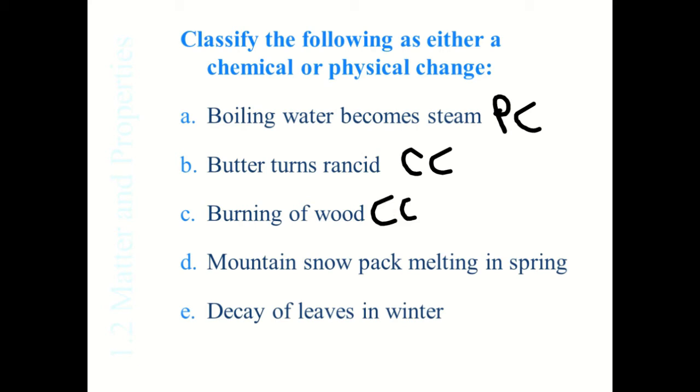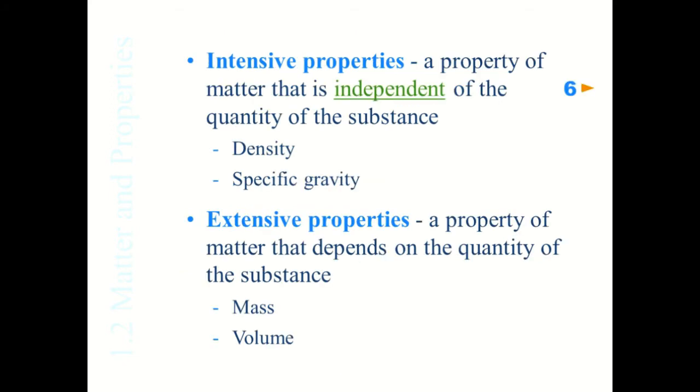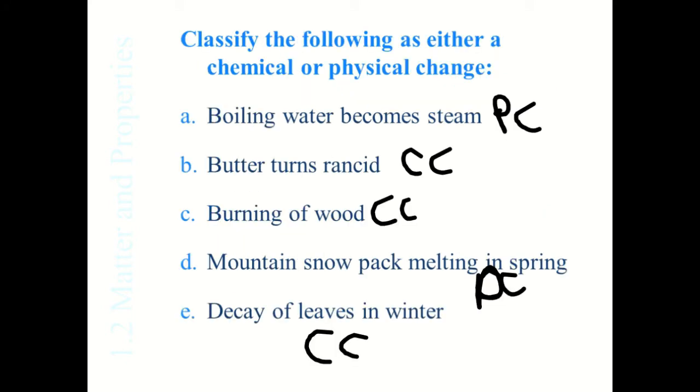Wood burning. Snow melting. Leaves decaying. Whoops. Okay, so D is in fact a physical change. E would be a chemical change. The leaves decaying, because the bacteria that are breaking down the organic material in that leaf are changing it chemically. Okay, they're decaying it. I'm sorry, it's a chemical change.